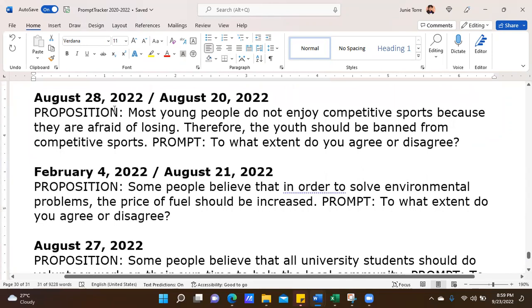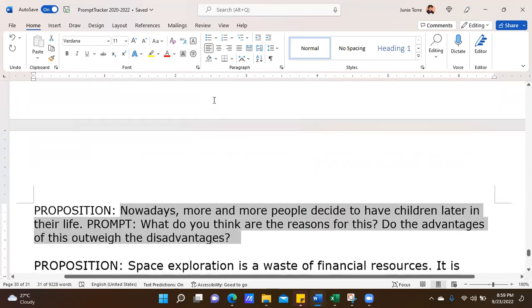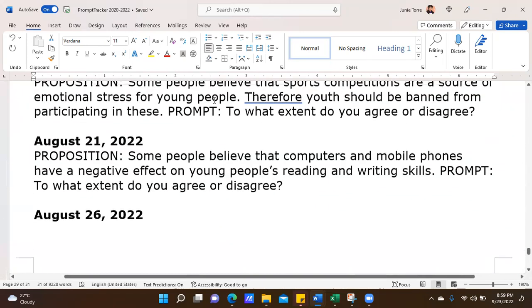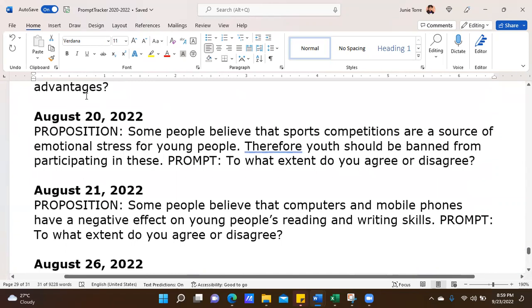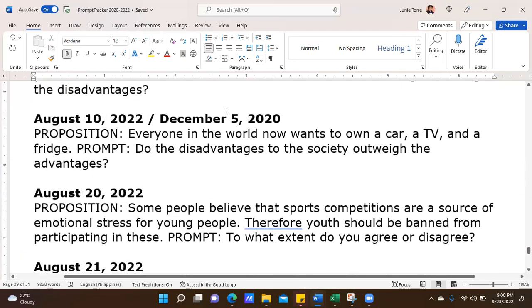Ayun guys, so August 20, yun nga yun. That's the one, no? It's so similar, no? Diba? Ayun yun. It's the same theme. So I'll send you this document as well, guys. Kaya lang this document is constantly being updated.